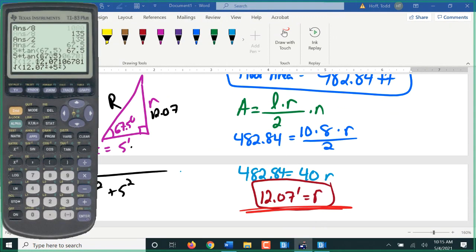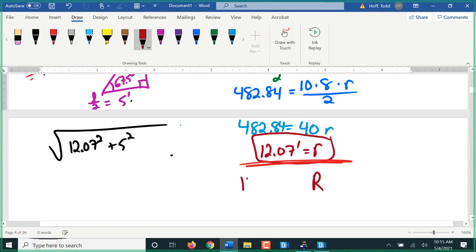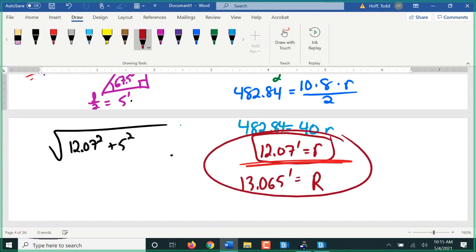Giving us 13.065 feet. So big R is 13.065 feet. So we've got little r and big R.